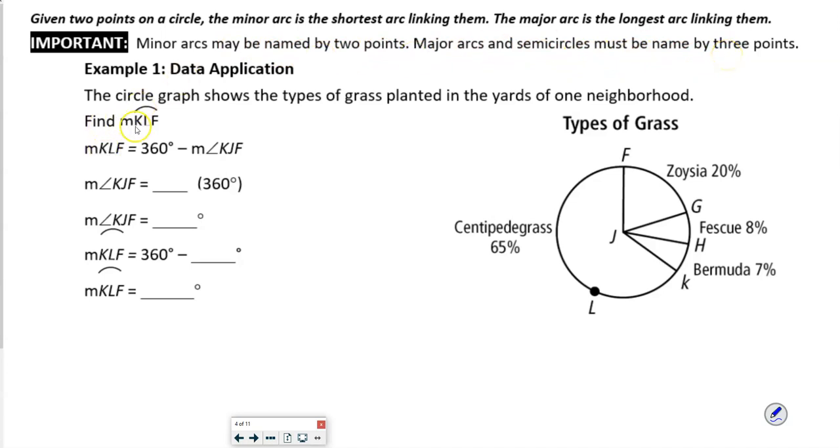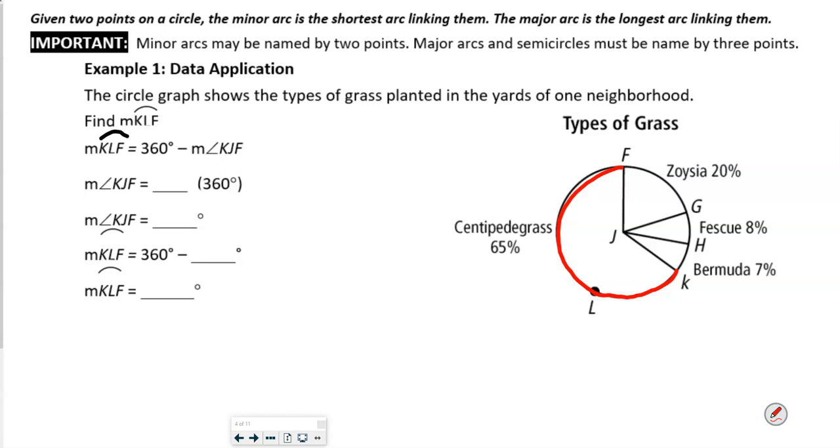So we're going to find arc KLF, and this should have an arc symbol over it. I'm not sure why it doesn't. The measure of arc KLF is equal to 360 minus the measure. So we're looking for KLF. So that's this arc right here, guys. It's that arc, right? Okay.